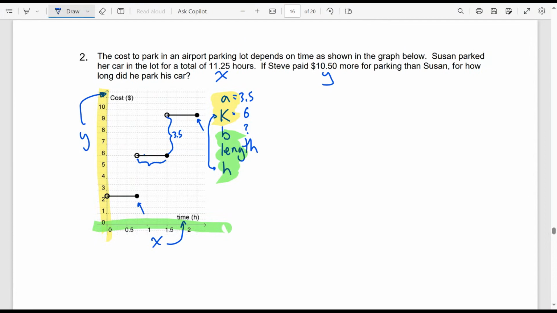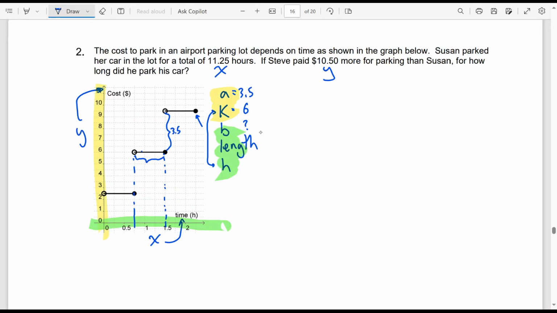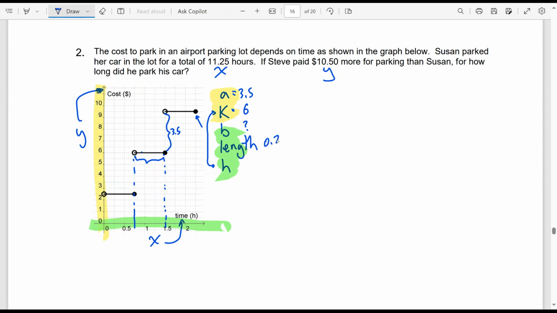That one is starting, if I go all the way down here, at what looks like 0.75, and then it's ending at 1.5. So we can assume that the length is 0.75.